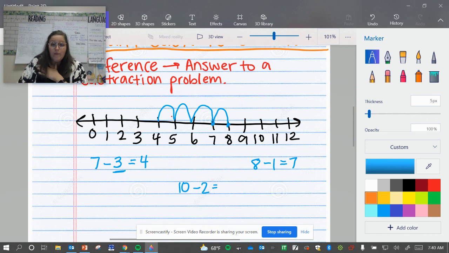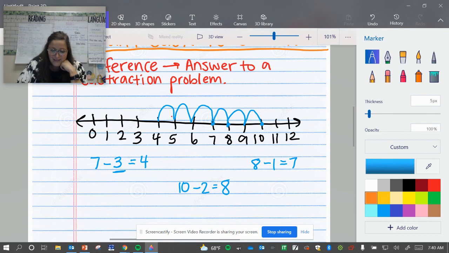Okay, so I'm going to start with my bigger number. I'm going to find it on my number line. Can you find it? Find it and put a little dot on 10 because that's my bigger number. Okay, and I'm going to hop back how many? 2 because that's my smaller number. 1, 2. What did I get to? I hopped all the way back to 8. So 10 minus 2 is 8. 8 is my difference. Very good.